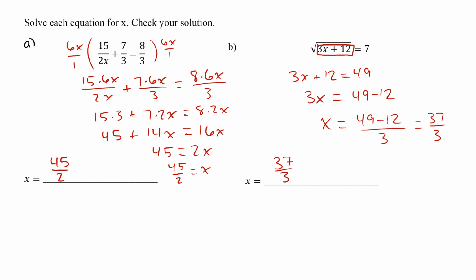And it's always nice to take an answer like that and check it. So if I was to look at what is the square root of 3 times 37 thirds plus 12, well, 3 times 37 thirds is 37. So this is the square root of 37 plus 12. And when I add 37 and 12, I do get 49, and the square root of that is 7. So this does indeed check. It produces a value of 7.